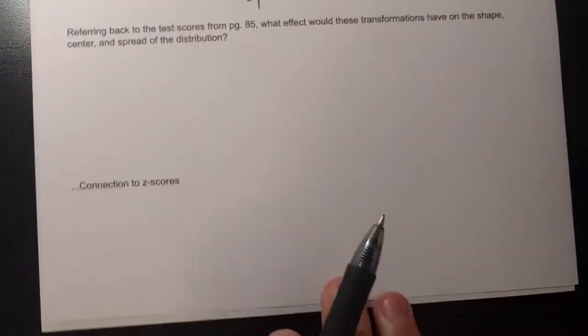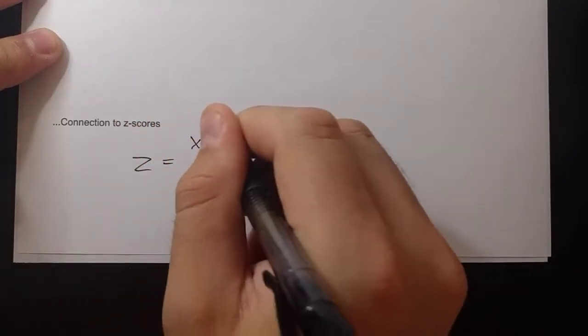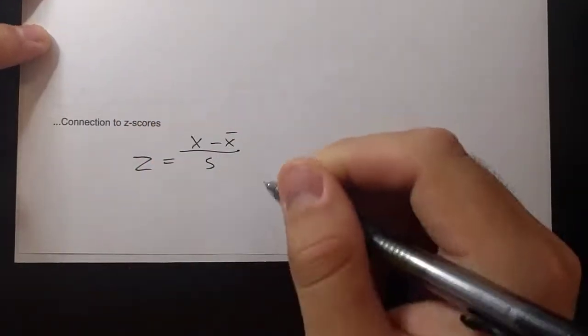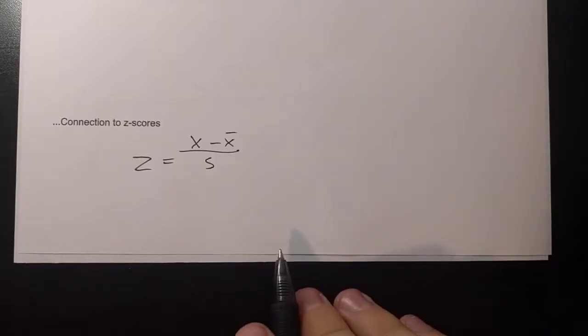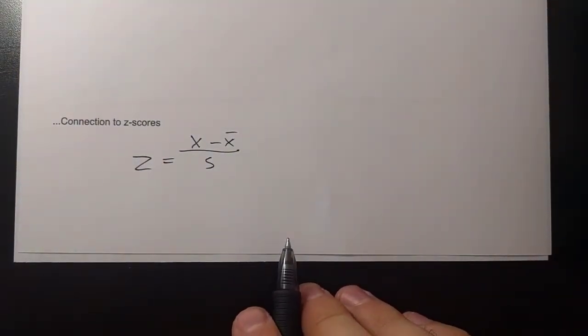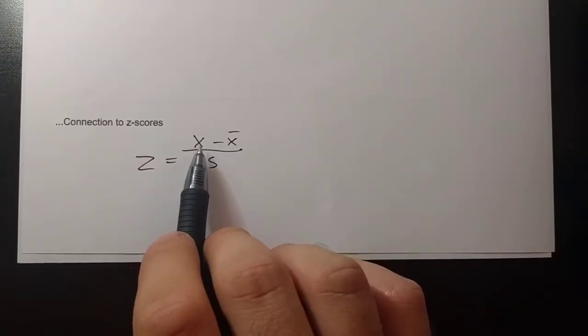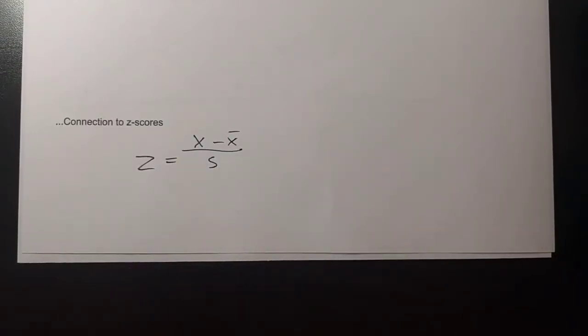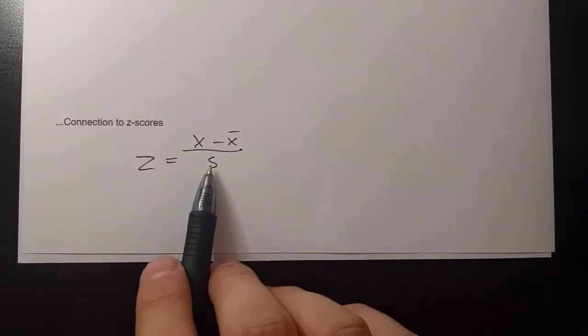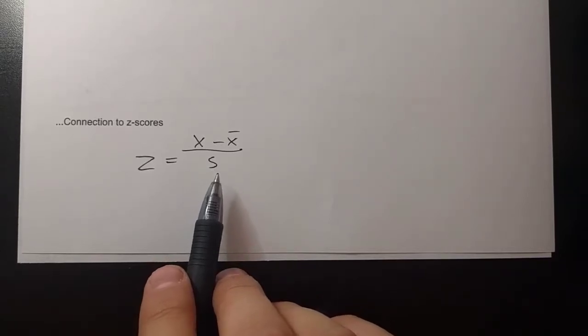Let's make a connection to the z-scores that we talked about in the first video. z equals x minus x bar over s. If you think about it, subtracting the mean from each data value essentially shifts the data in one direction. But that doesn't change the spread. What does change the spread is when you divide by the standard deviation.